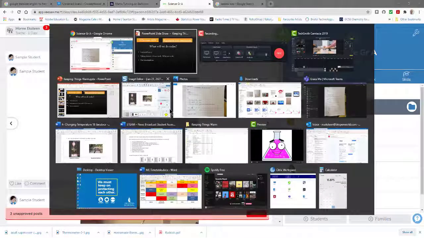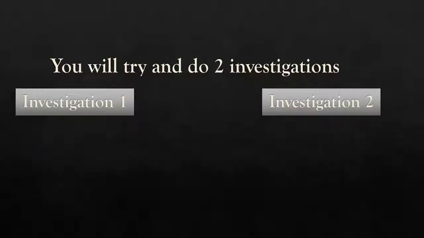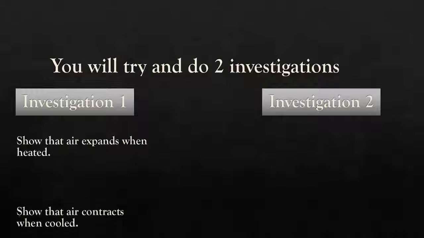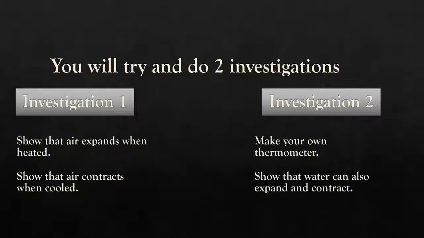Alright, let's get started on our 2 investigations. So, 2 investigations today. Investigation 1, okay, we are going to show that air expands when heated. So when we make air hot, it expands, and we're going to show that air contracts when it cools. When we cool it down, air contracts, it becomes smaller. The second investigation is you're going to make your own thermometer. And by doing this, you're going to show that water can also expand and contract.